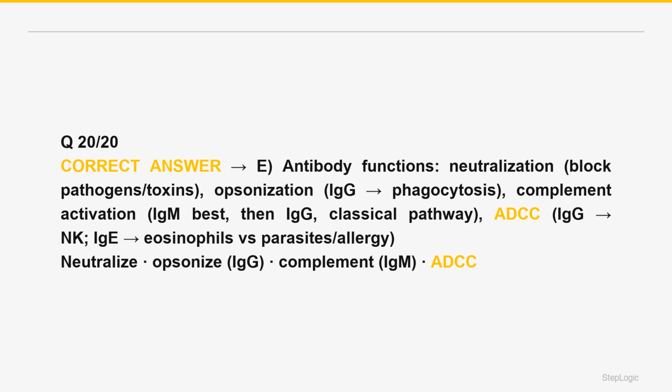The isotypes also differ. IgM is the first or acute response and activates complement. IgG is most abundant, crosses the placenta, and provides neonatal immunity and opsonization. IgA is mucosal or secretory. IgE is for allergy and parasites. IgD is on naive B cells. The neutralization, opsonization, complement, and ADCC functions with their isotype specialization are correct.